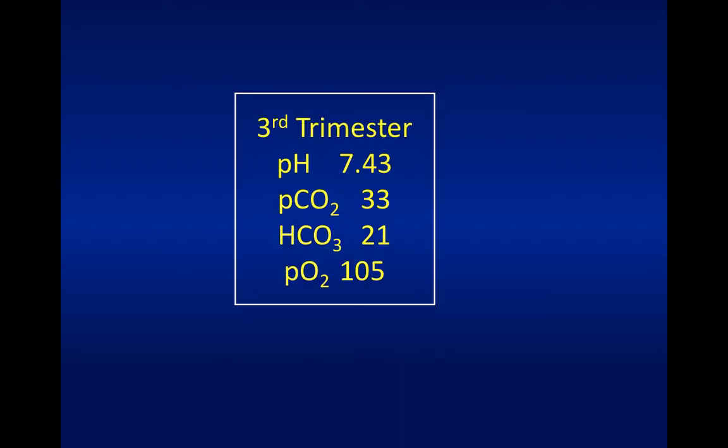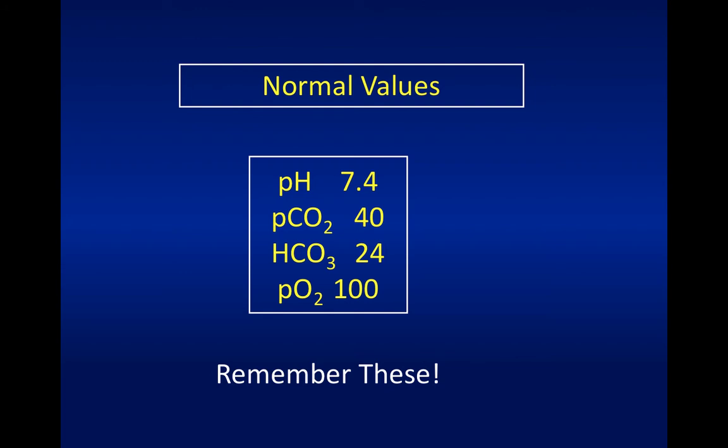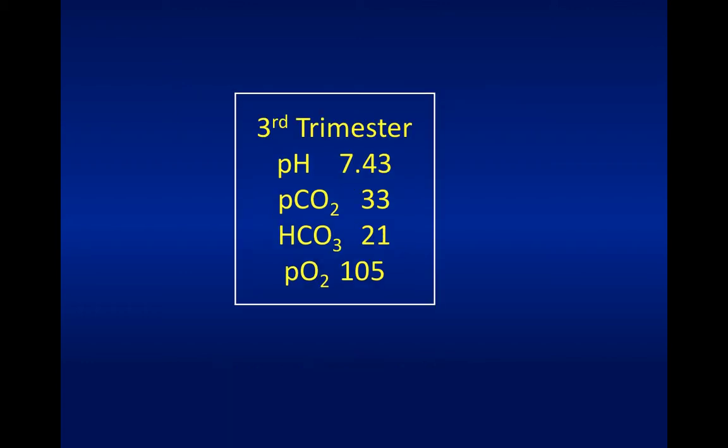Well, actually, there's two things. You can either try and remember a set of normal values for being pregnant, or, this is what I do, just remember the normal values for a non-pregnant person, and then when you look at the blood gas of the pregnant person, just remember it's normal for them to have a compensated respiratory alkalosis.